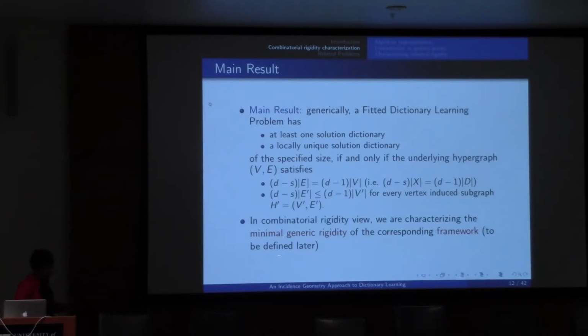these things hold. If this is also an inequality, the same inequality is here as well. In other words, I get rid of the first bullet and simply use the second bullet for every vertex-induced subgraph. Then that would give us at least one solution, right? But this equality here is necessary to get a locally unique solution for the whole thing. This is sort of the terminology in the combinatorial rigidity literature.